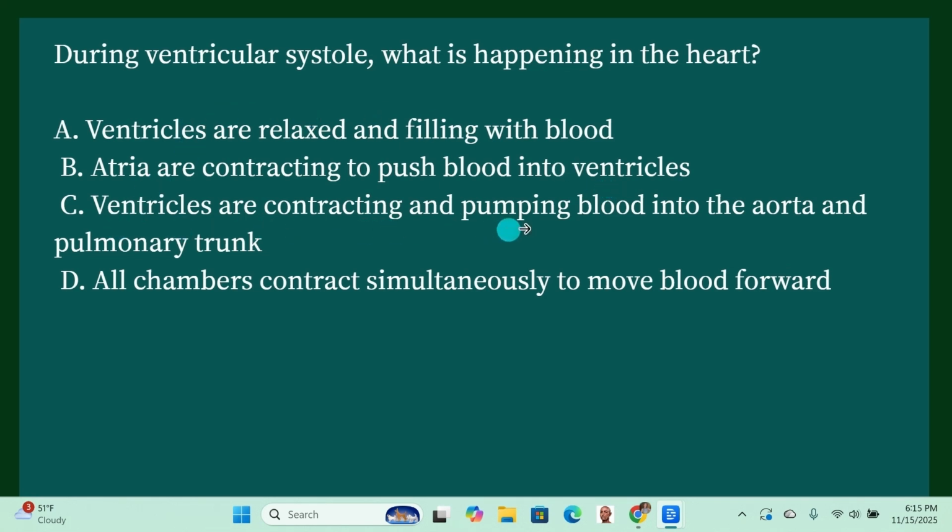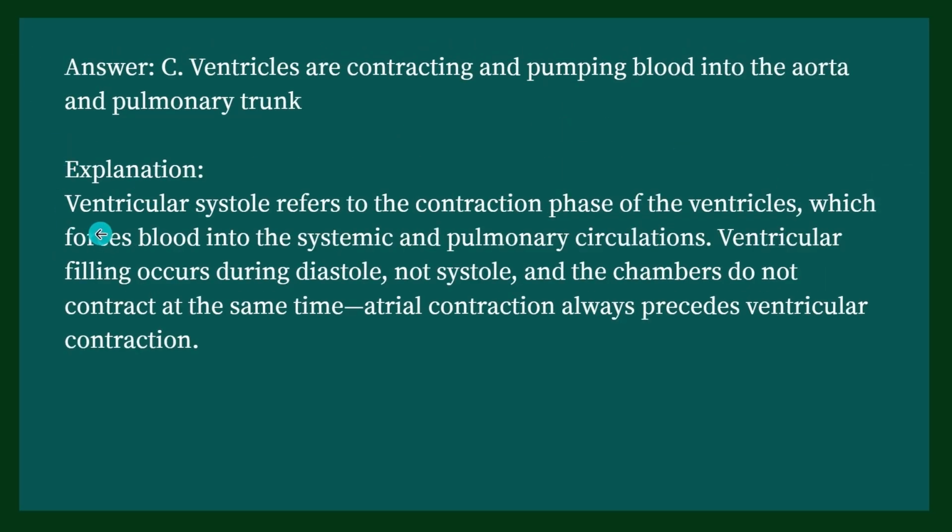C, ventricles are contracting and pumping blood into the aorta and the pulmonary trunk. Okay, so D, all chambers contract simultaneously to move blood forward. I like C. Okay, ventricular systole refers to the contraction phase of the ventricles, talking about both the oxygenated and deoxygenated blood, which forces blood into the systemic and pulmonary circulations.